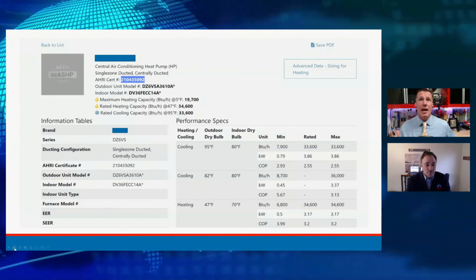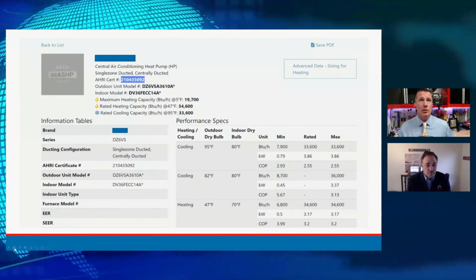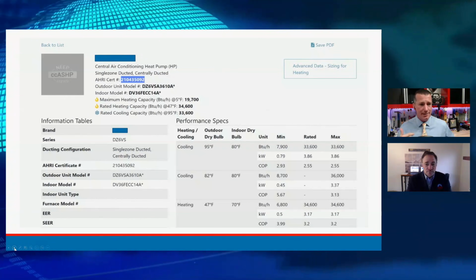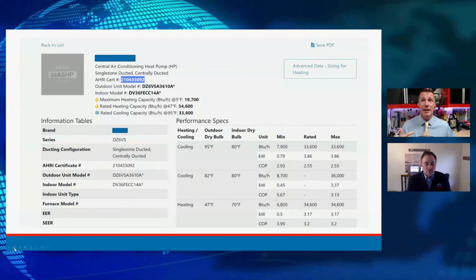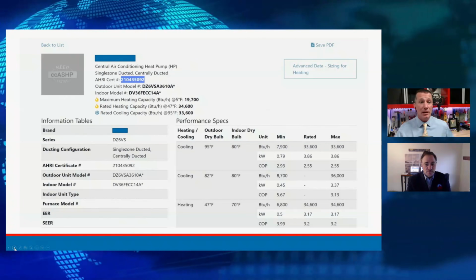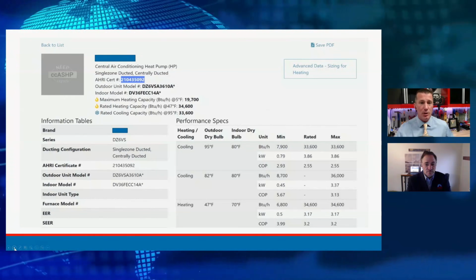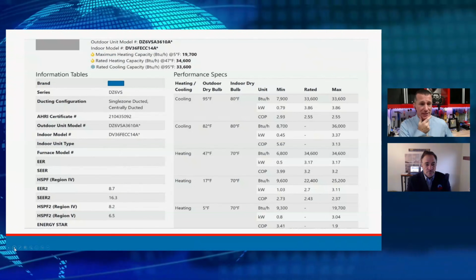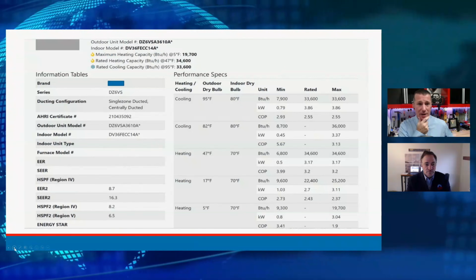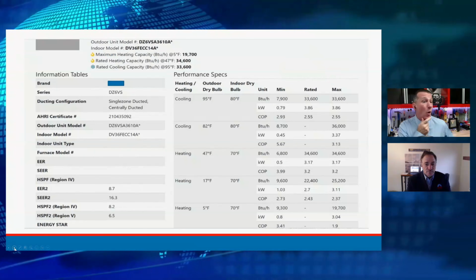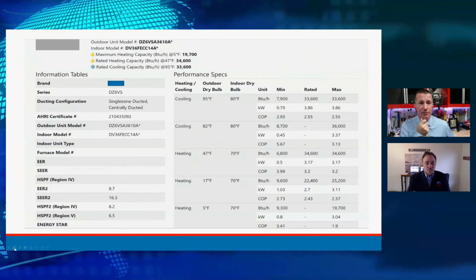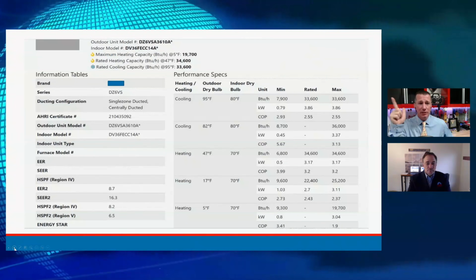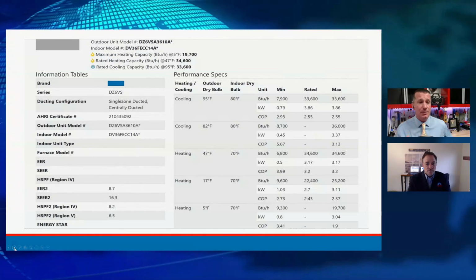So NEEP has been spending a lot of time adding all these tables so that we can do very quick comparison, or at least research on how much heat a piece of equipment can put out in cooling and in heating mode. Now, here's where we start seeing our differences, and this is why we're going to spend quite a bit of time today talking about how these things are different and why our pieces of equipment are different in their heating capabilities.